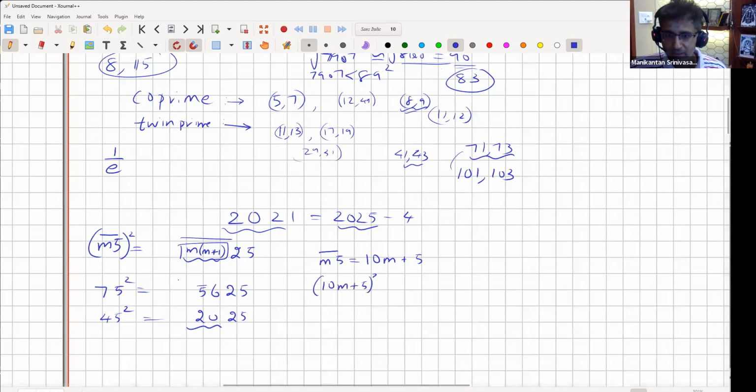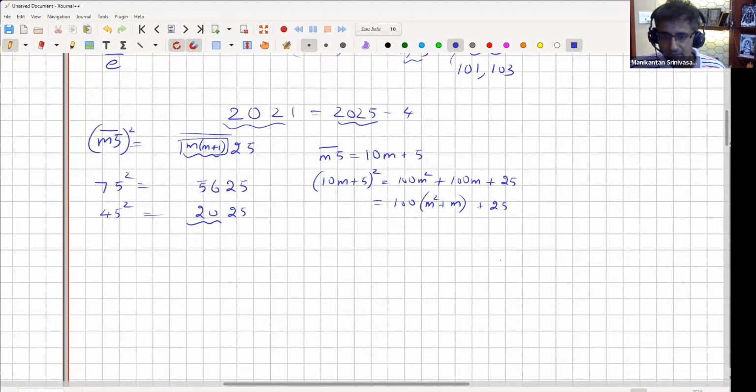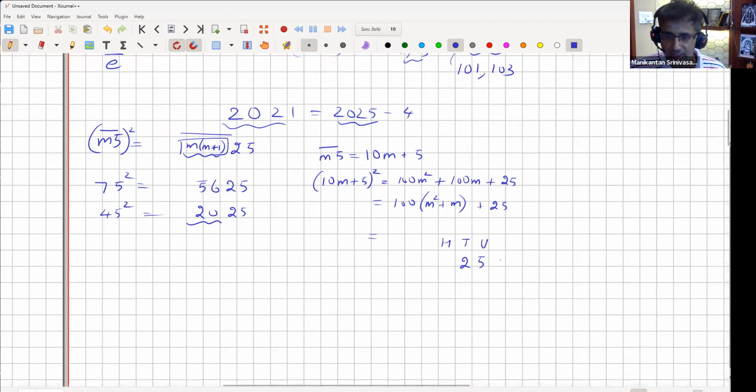If I square this, I get 100M square plus 2 into 5 into 10, which is 100M, plus 5 square, which is 25. So I get 100 into M square plus M, plus 25, which means if I have to write out this number, in the last 2 digits, it's 25, right? This is the units digit, this is the tens digit, this is the hundreds digit, this is the thousands, and so on. So in the hundreds place, what do I put?